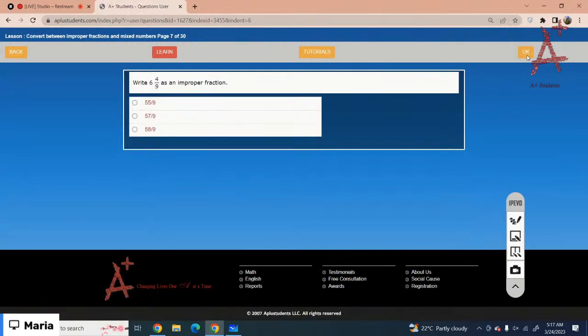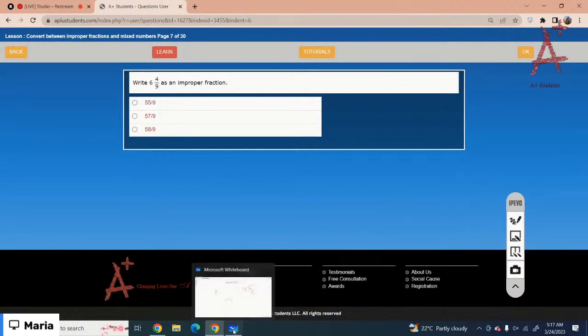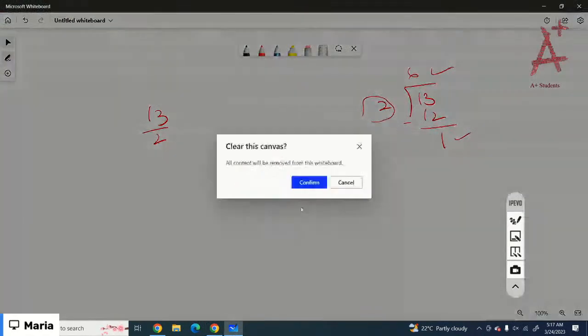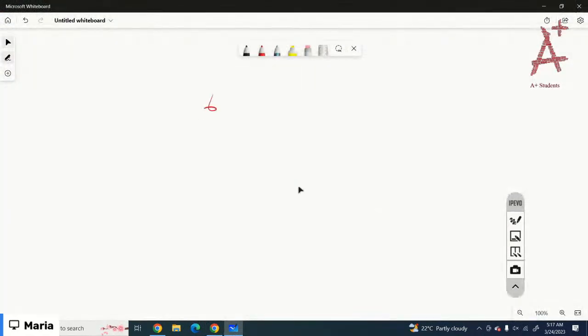Okay, the next one is 6 whole 4 over 9. So which is the correct option? It is 6 whole 4 over 9. Just 6 times 9 divided by 1 times 9. 6 times 9 is 54 over 9.